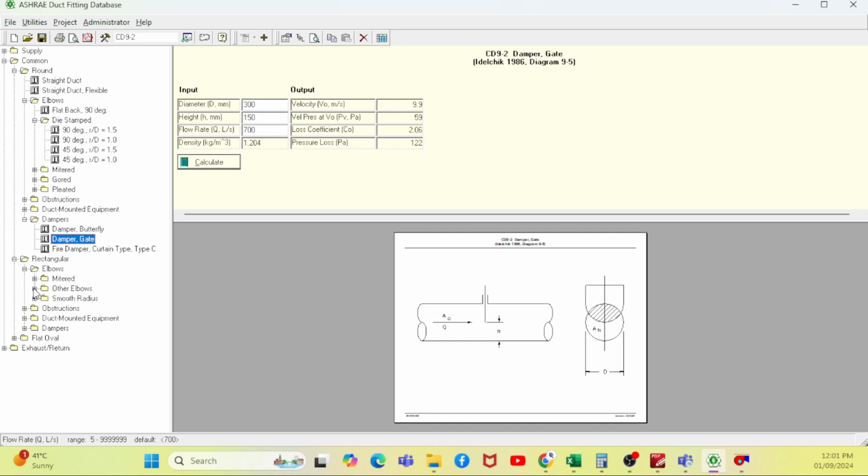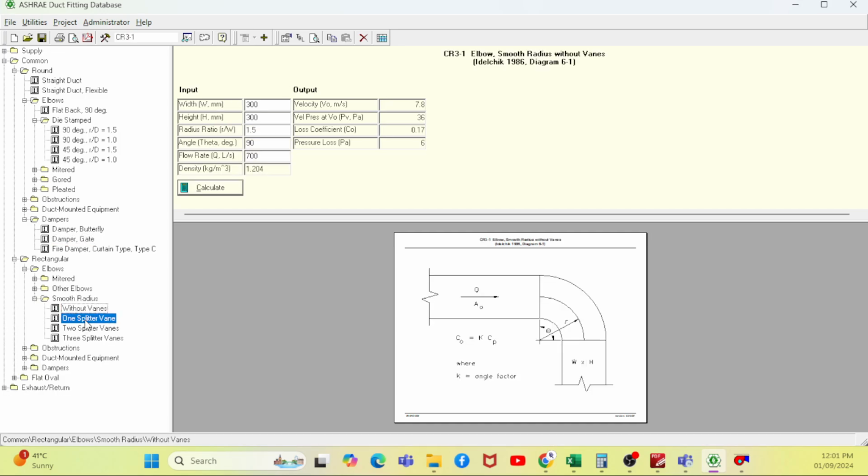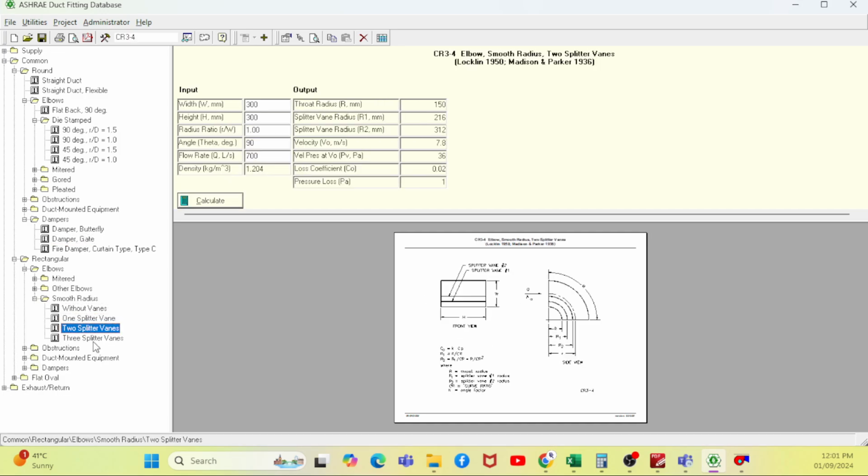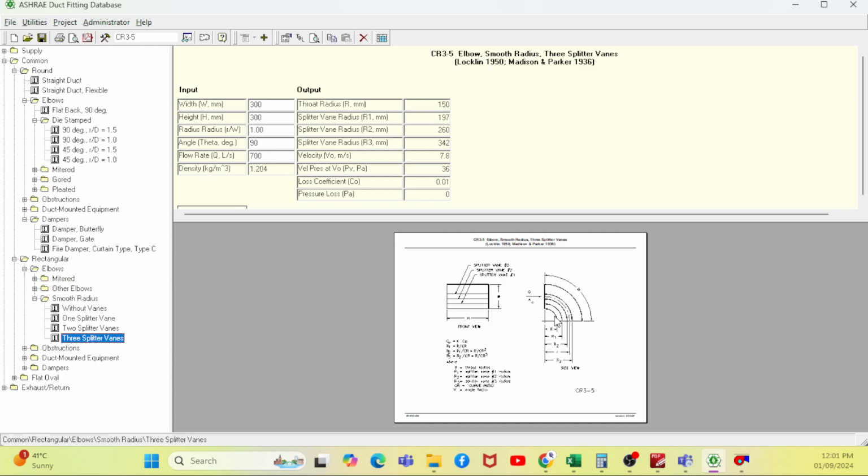No, that's not what I'm asking. I'm asking which elbow. There are 2-3 types of rectangular elbows shown. Okay, I will tell you something. Normally we use smooth radius elbows without vanes, and there is one splitter, two splitter, three splitter, depending upon the duct construction. Normally we go with the smooth radius.